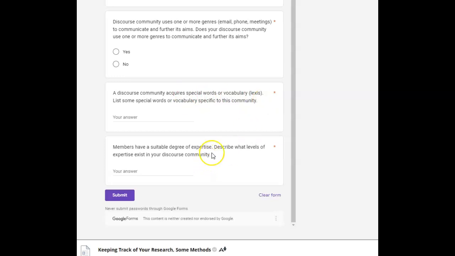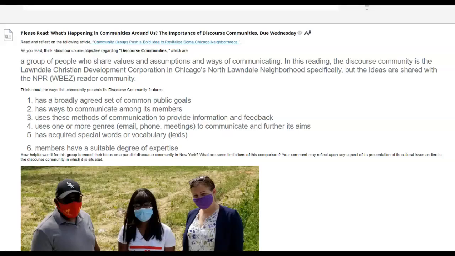Do the members have a suitable degree of expertise? Describe what levels of expertise exist in your community, from novice to expert. It's important that we start to think about a potential audience as not just me, but more importantly, people that are directly related to your research question.